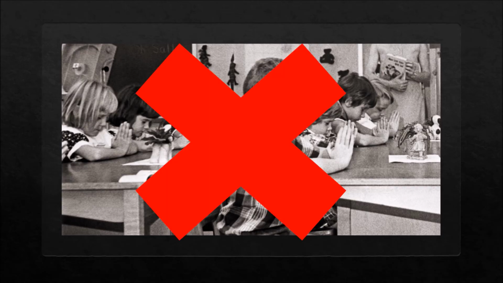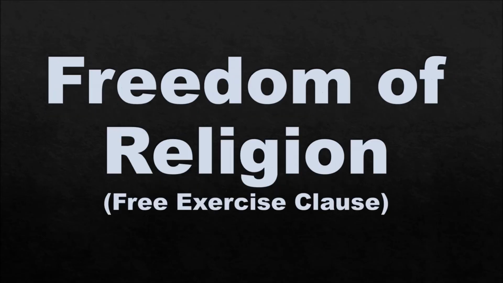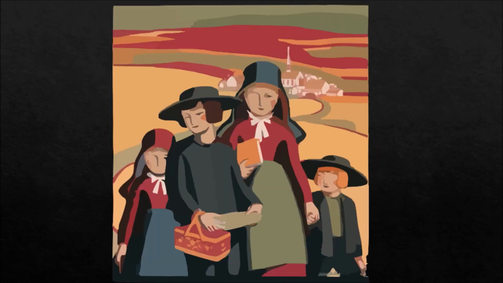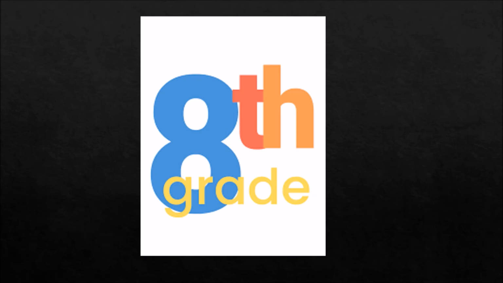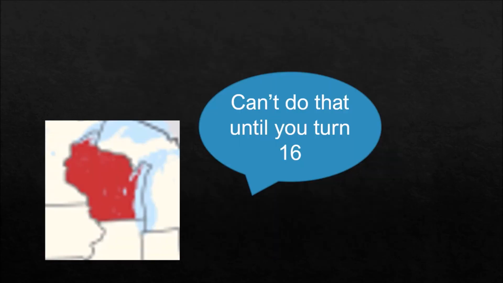For our final case, we'll be talking about Wisconsin v. Yoder, and this also deals with freedom of religion, but this time it is about the Free Exercise Clause. So here's the story. An Amish family, the Yoder family, take their kids out of school after 8th grade. They do this because they believe high school and college is detrimental to raising their child under the Amish faith. Also, they do this because they want their children to learn a specific trade, and public school didn't offer the proper education for that.